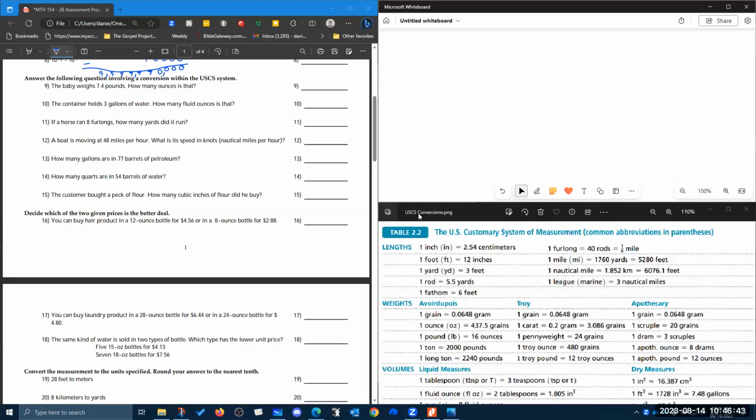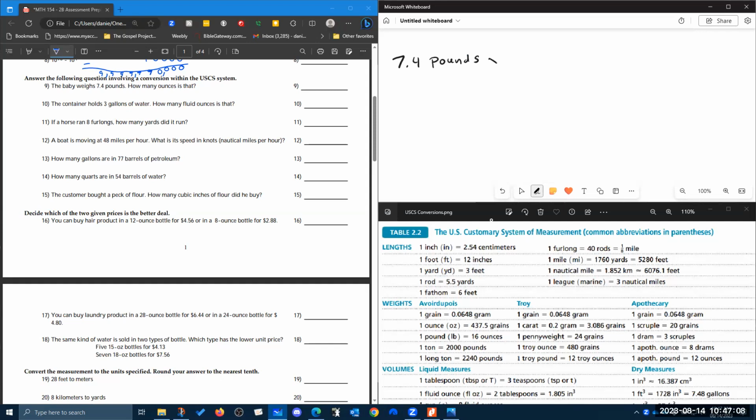In this video, we're going to be converting units within the US Customary Measurement System. Number 9 says that a baby weighs 7.4 pounds. Pounds are usually abbreviated by LBS. Don't ask me why. How many ounces is that? So if we look at our weight, 1 pound is 16 ounces.